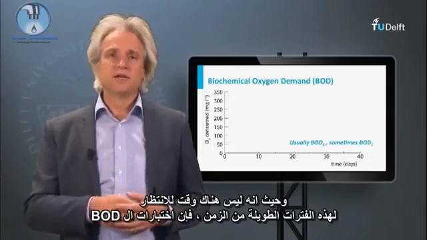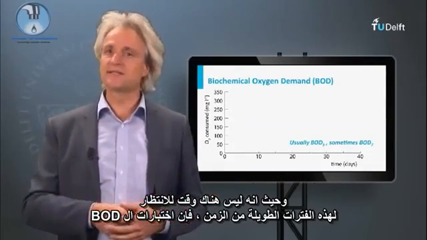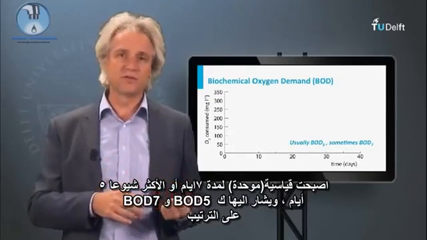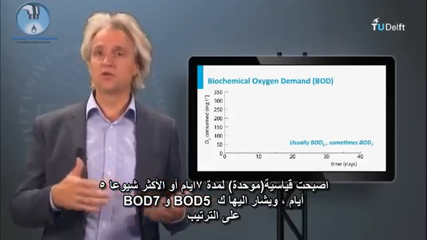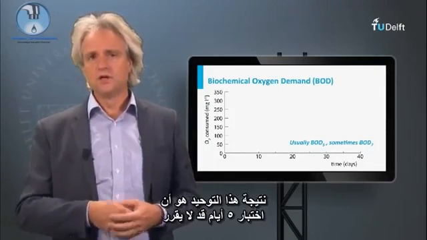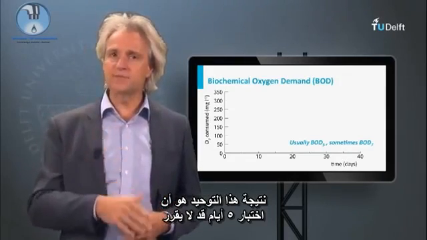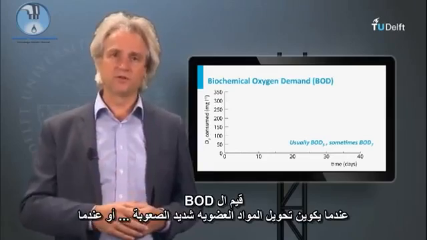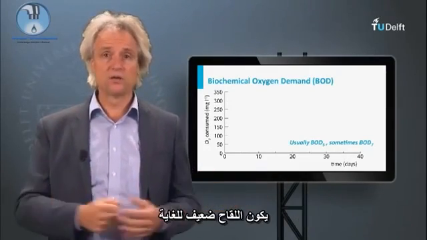Since in general there is no time to wait for such long periods of time, the BOD test is standardized to a duration of 7, most commonly 5 days, indicated as BOD 7 or BOD 5 respectively. The result of this standardization is that a 5-day test may underestimate the actual BOD value, when the conversion of the organic compound is more difficult or when the inoculum is very poor.